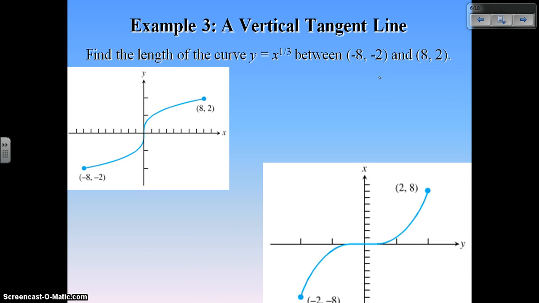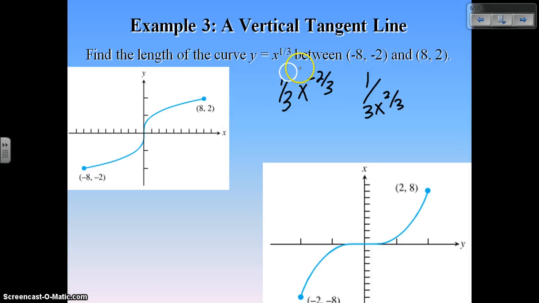Now, this one gives us a problem. If we were to try and work this problem out from -8 to 8 of x to the 1/3, the derivative of x to the 1/3 would be 1/3 x to the -2/3, or 1 over 3x to the 2/3. Even when we square that, squaring it would be 1/9 x to the 4/3. The problem is that at 0, if I were to plug in 0 right here, you see we have 0 on the bottom. You have an infinite situation, not going to work.